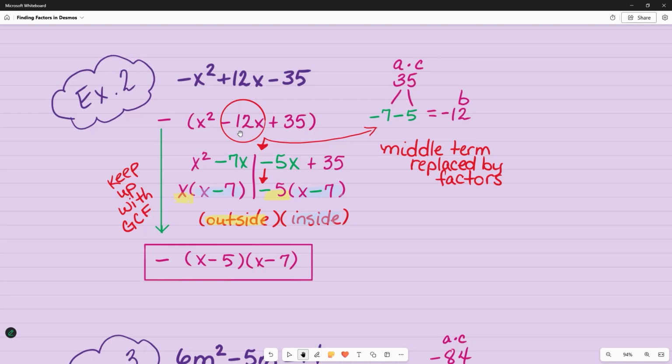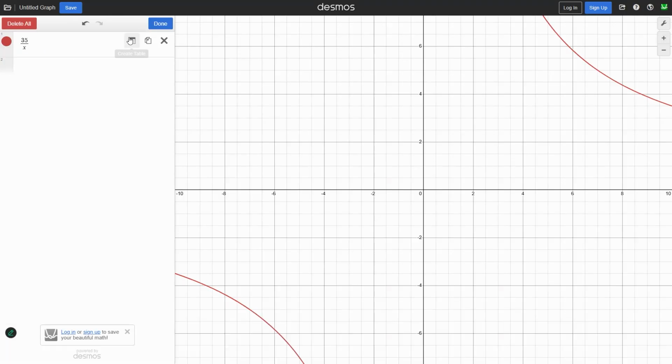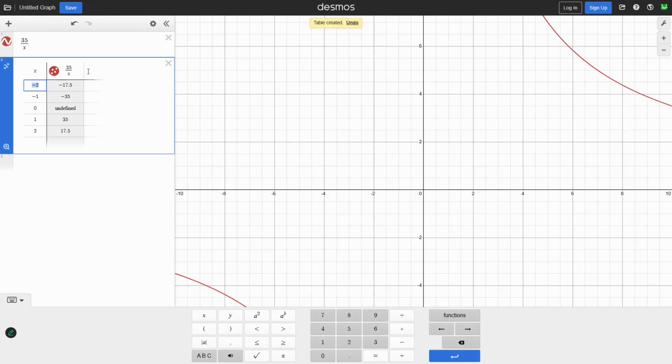This is what it would look like. 35, which is A times C, divided by x. And now you click this gear and select table. You want to create a third column over here that mirrors what the second column looks like, but you want to arrow over to the right and then add x. What you're looking for is B, which was negative 12.